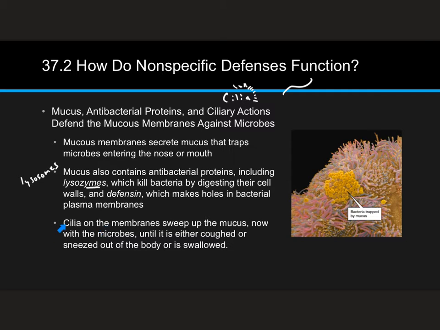And then what are the cilia used for? They're on the membranes. They sweep up the mucus, now with the microbes on it, until it is either coughed or sneezed out of the body, or it is swallowed. So, this is an example of the cilia that would be up in your nose. And if you get bacteria that go up in there, it gets trapped along these tiny little cilia, preventing it from going all the way inside of you, until you either blow it out, cough it out, sneeze it out, whatever it might be. It prevents it from getting any further inside of you. So that's kind of how that works there.